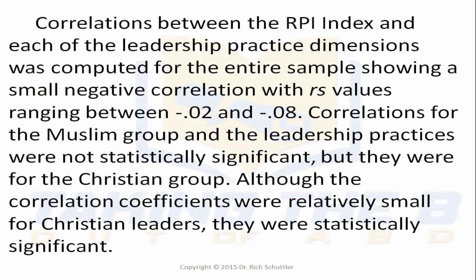He went on to indicate correlations between the RPI index and each of the leadership practice dimensions was computed for the entire sample, showing a small negative correlation with RS values ranging between negative 0.02 and negative 0.08. Correlations for the Muslim group and the leadership practices were not statistically significant, but they were for the Christian group. Although the correlation coefficients were relatively small for Christian leaders, they were statistically significant. See how he explains this information for the reader. Consider this type of breadth and depth in your own work, and you'll start to see the value increase.